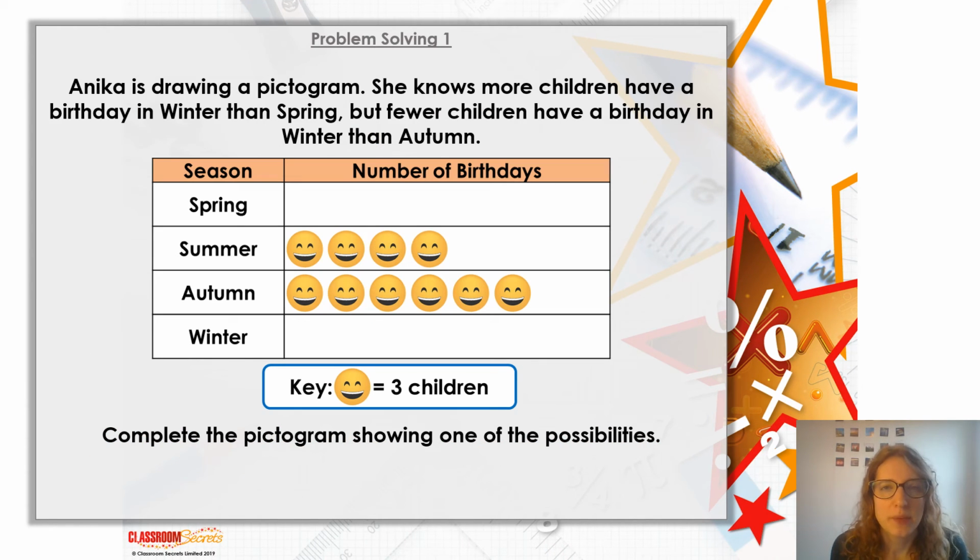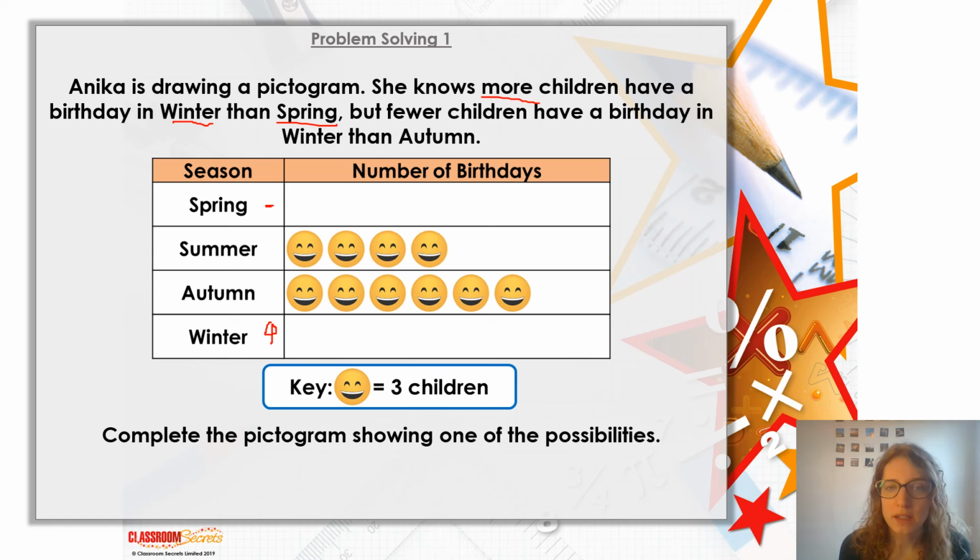Okay, so this one, problem solving, there is going to be more than one possible answer. So don't worry if yours is different to other people's or you come up with more than one. So Annika is drawing a pictogram. She knows that more children have a birthday in winter than in spring. So winter and spring are both empty, but winter needs to have more than spring does.